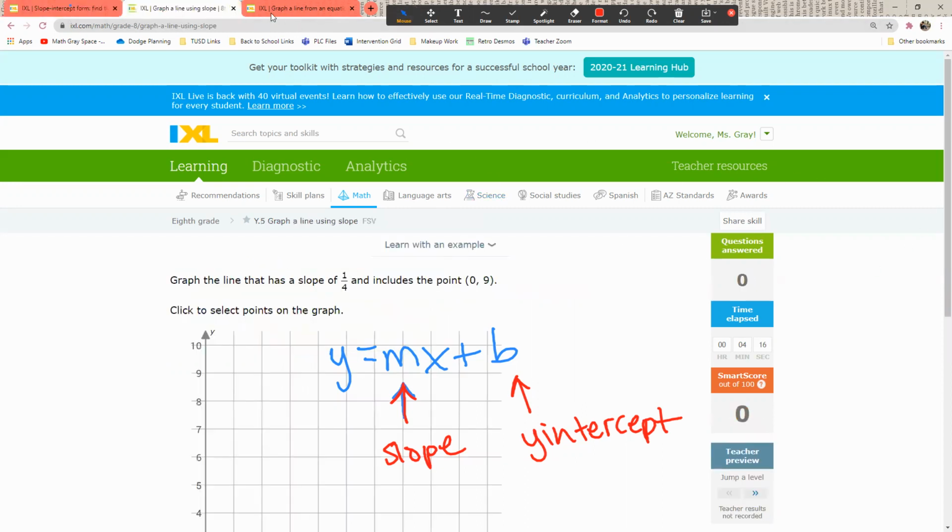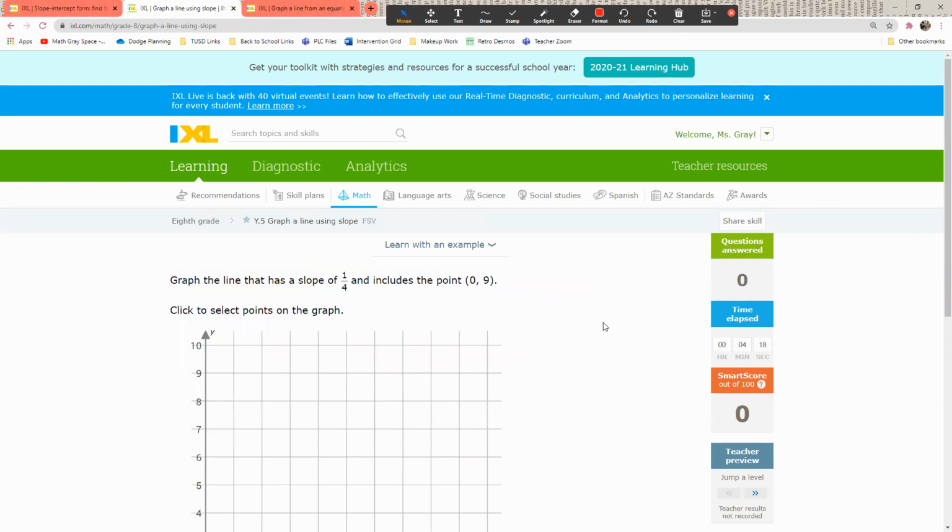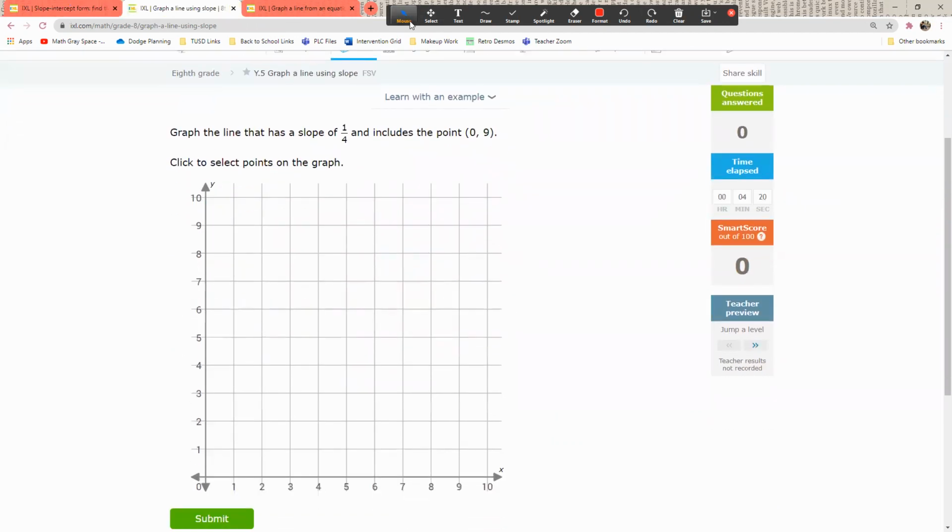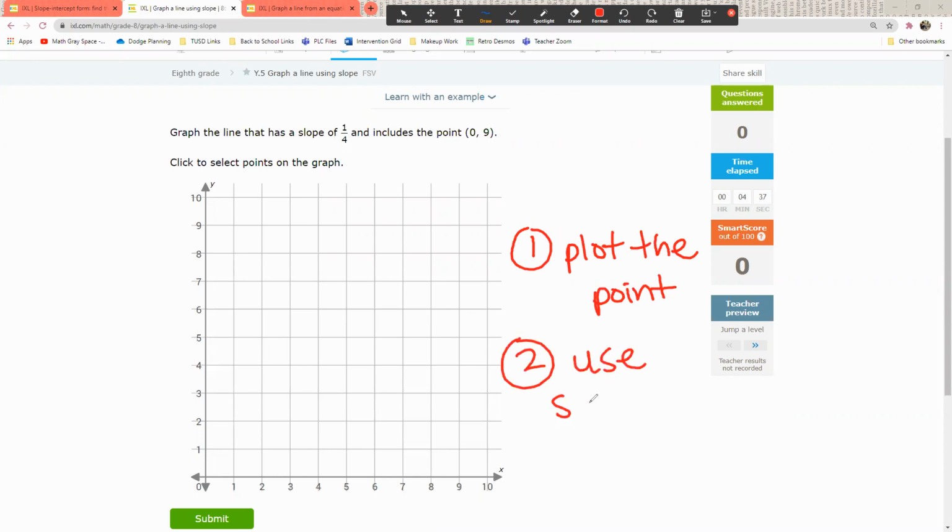So I'm going to switch. All right. So now we're talking about making a graph. And basically, all of these problems for the next 2 topics are kind of the same. You have 2 basic steps. Step 1 is plot the point. And step 2 is use slope to find another point.